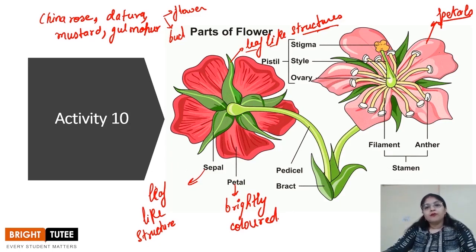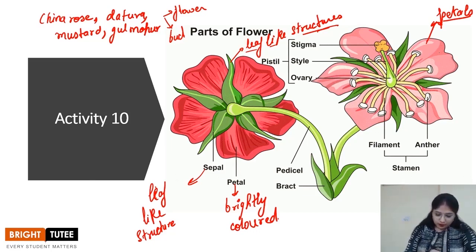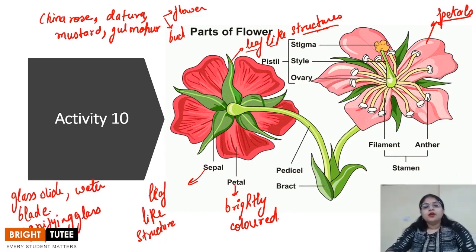Now further, before we move forward and perform this activity completely, there are certain things that you will need, right? So what are those things? You will need a glass slide, right? Then you will need a blade, you will need a magnifying glass, and you will need water, right? So in this way, you will need all these 4 items for the experiment to go further.